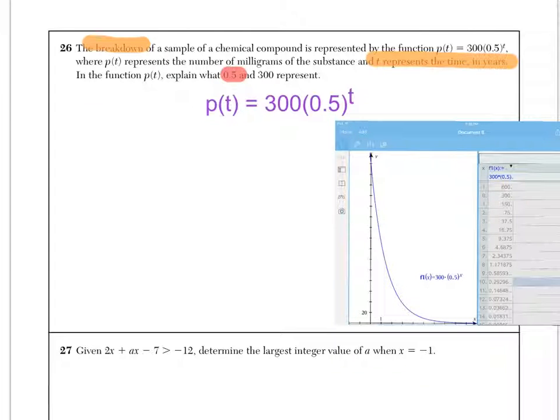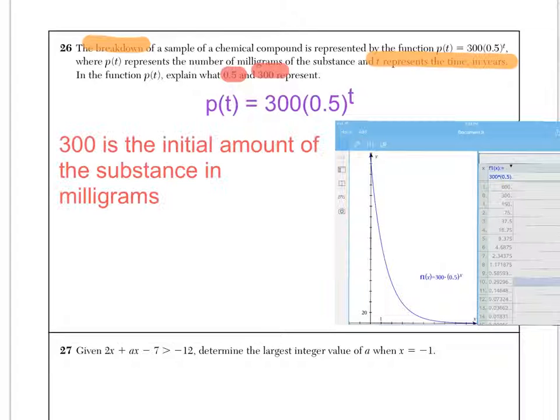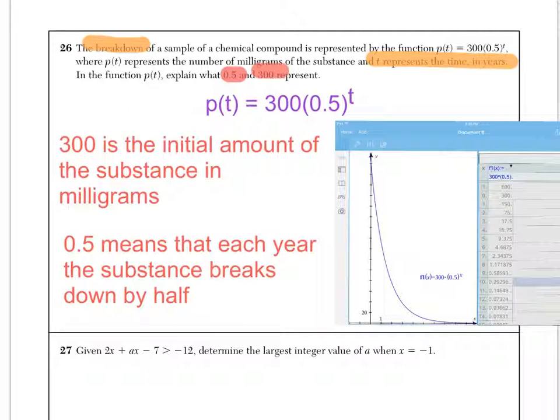Our job now is to translate this into words because it's asking us up above here, tell me what 0.5 and 300 actually mean. Okay, 300 is the initial amount of the substance in milligrams. We can see that because it's our y-intercept. It's how we're starting. And always that number out in front is the initial value. That's another way to remember this. And the second part, the 0.5 or 1/2, means that every year the substance breaks down by half. That's what we were looking at in our table of values for y.